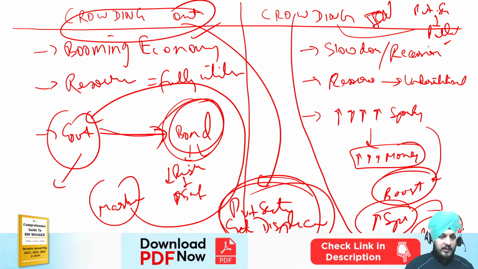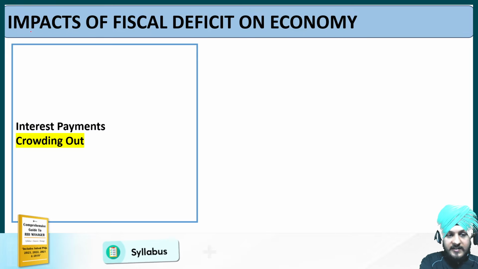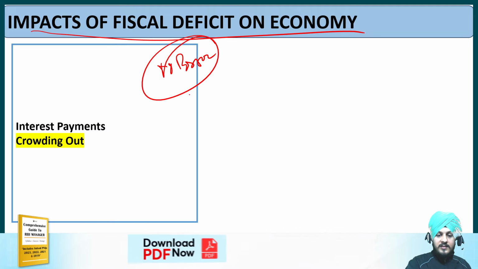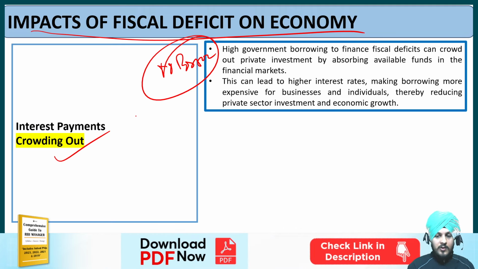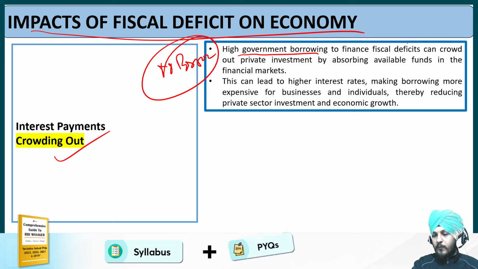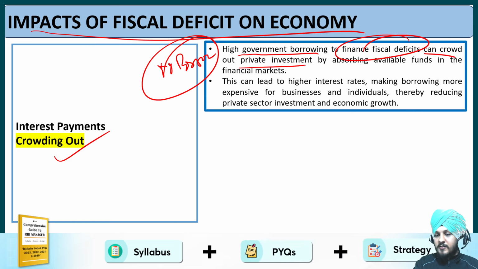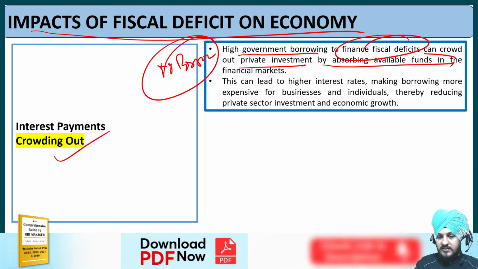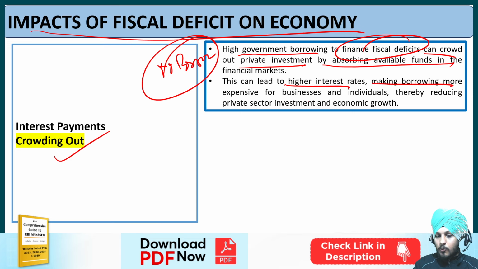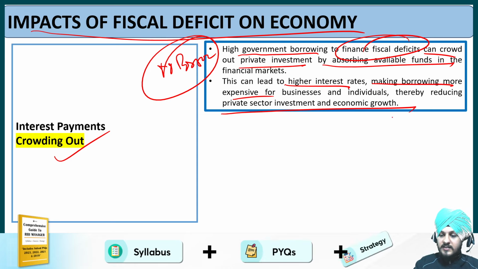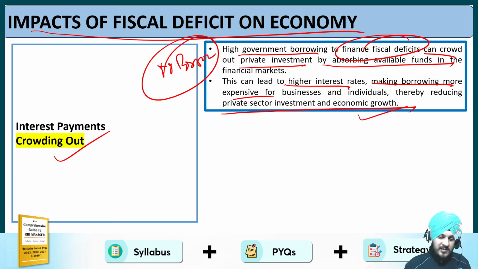Now coming back to the slide, the detrimental effect of fiscal deficit on the economy is that since the government is increasing its borrowing from the market, it is leading to the crowding out of the private sector. High government borrowing to finance fiscal deficit can crowd out private investments by absorbing available funds in the financial markets. This can lead to a higher interest rate, making borrowing more expensive for businesses and individuals, thereby reducing private sector investment and economic growth. So this is the conceptual part of it.